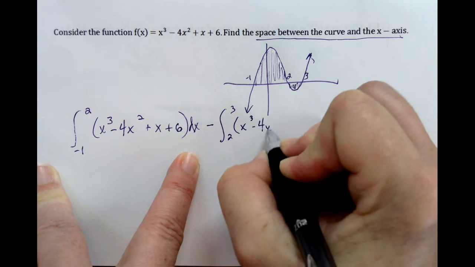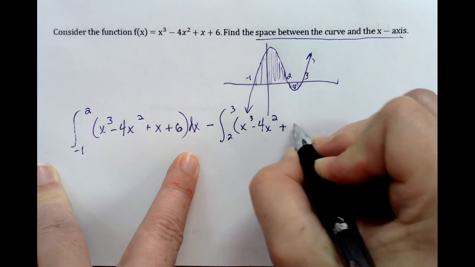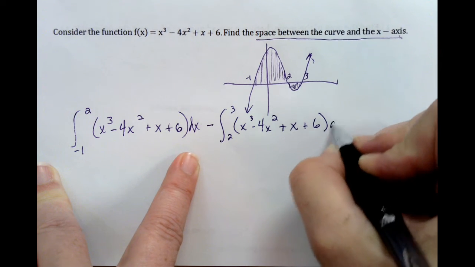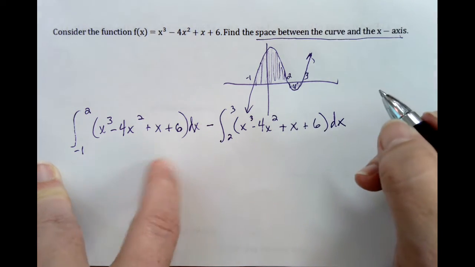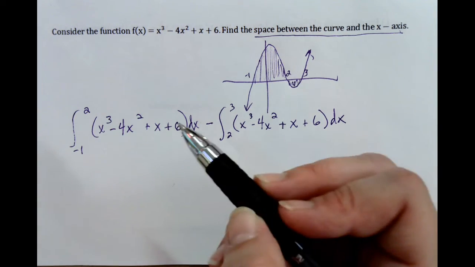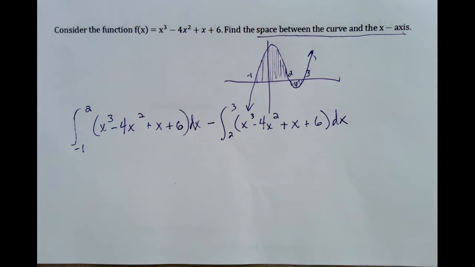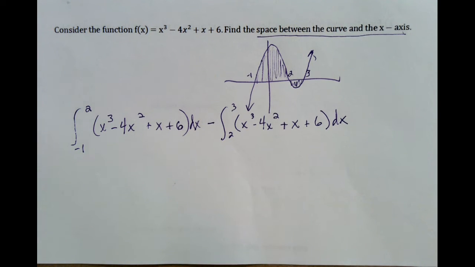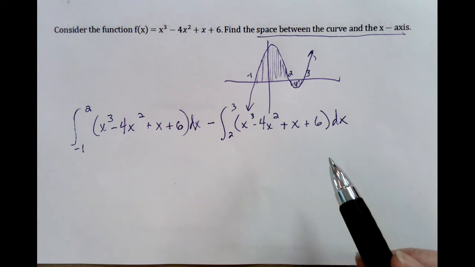Now, this is a polynomial. So if you had to do this by hand, is that any big deal? No, you do 3x to the 4th divided by 4, -4x cubed divided by 3, plus x squared divided by 2, plus 6x. That's probably the only one where you're going, wait, what do I do with that one? But yes, that will give you the area by hand.